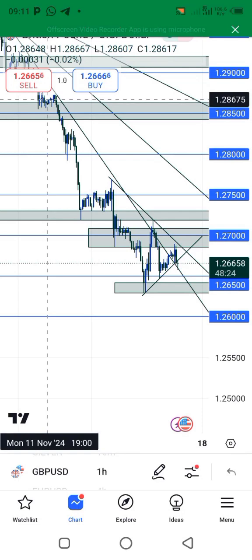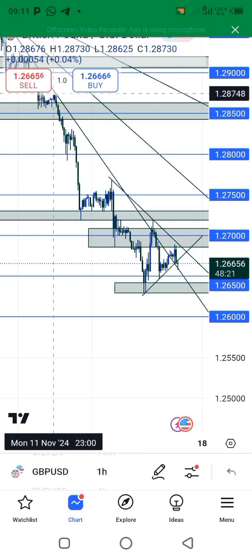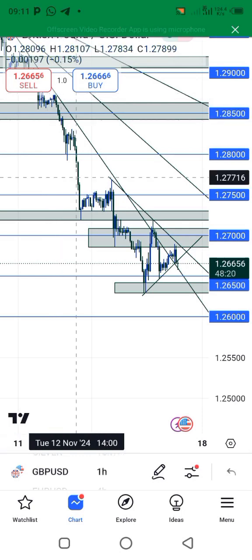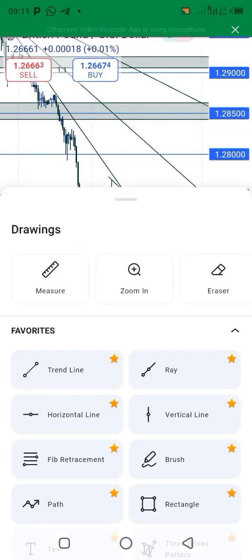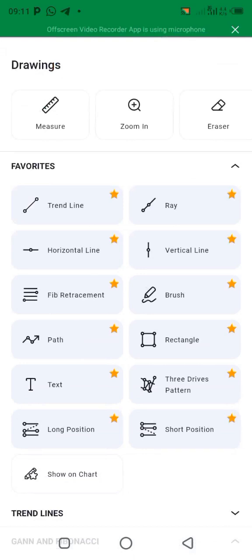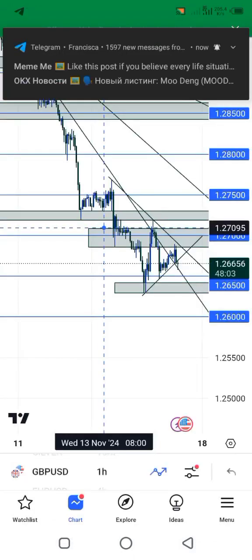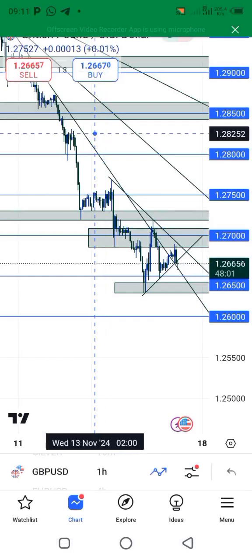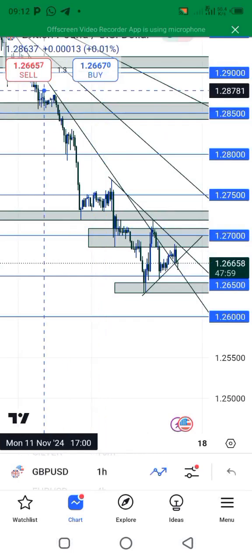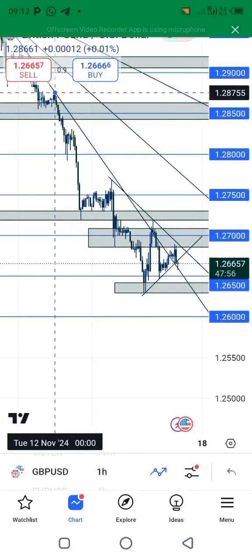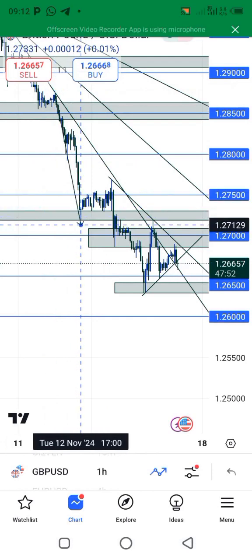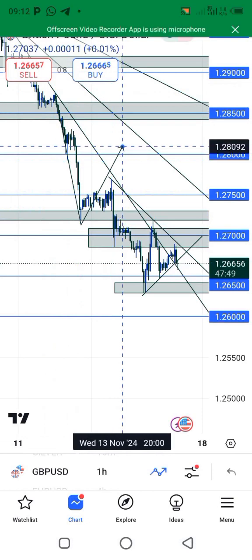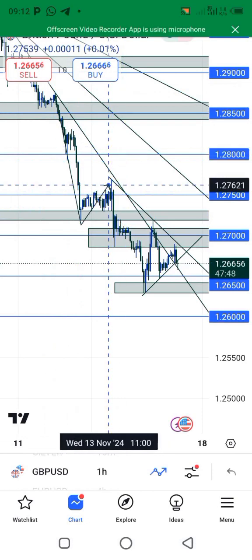So guys, as you can clearly see here, this is the impulsive move that was made, then a corrective move, then the impulsive move here, then corrective. Well, I think I should use the pen to explain for you guys so that you understand what I mean by impulsive, corrective. As you can see, this is the impulsive move, from here the impulsive move, then the corrective move, then the impulsive move again.